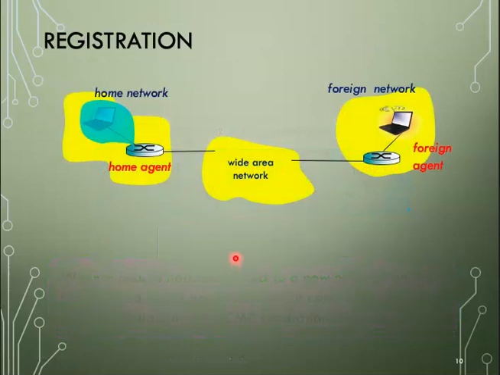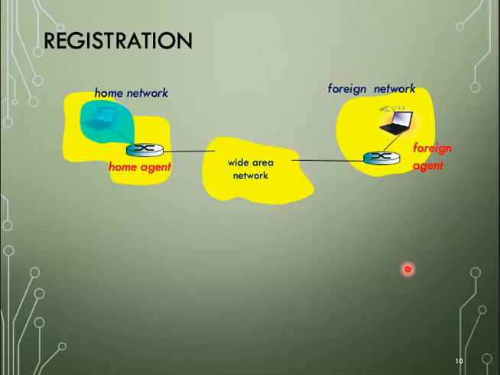Now for the registration. To register with the foreign agent and the home agent, the mobile host uses a registration request and also a registration reply. And to get the care-of address, or COA, on the foreign network, a mobile host can use DHCP.